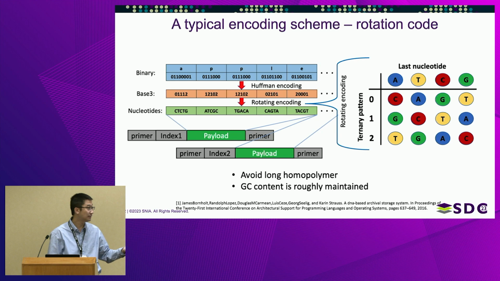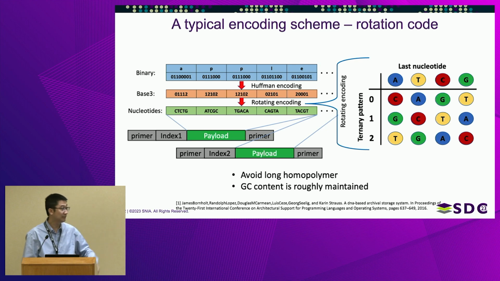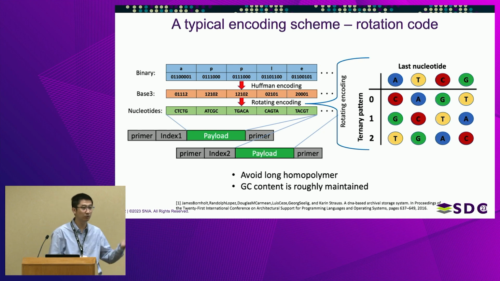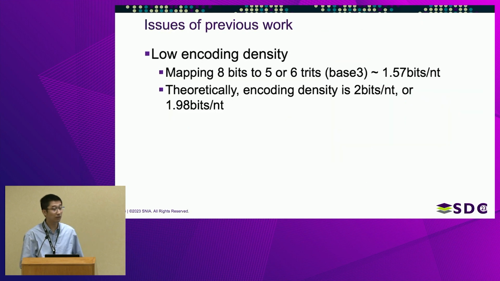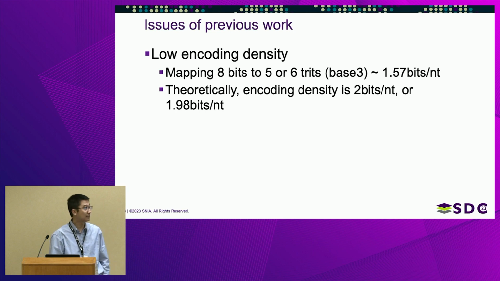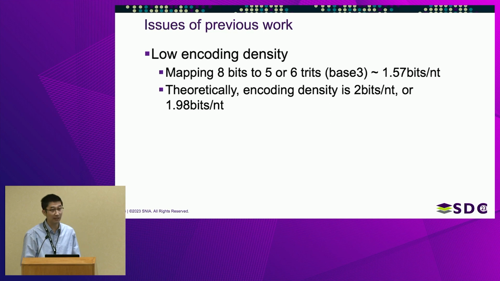So it potentially decreases the difficulty of the synthesis and sequencing process. It also maintains the GC content at a reasonable level, which is really good for synthesis and sequencing. But this type of encoding has low encoding density. Based on a simple calculation, it maps 8 bits to 5 or 6 trits in base 3. It has around 1.57 bits per nucleotide.